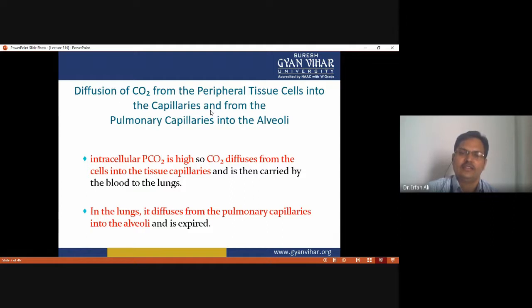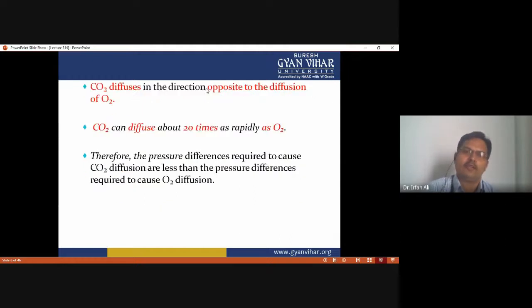And in the lungs it issues from the pulmonary capillaries into the alveoli and is then expired from the lungs. Carbon dioxide diffuses in the direction opposite to the diffusion of oxygen.